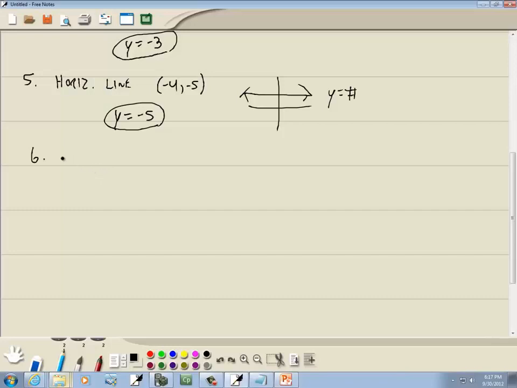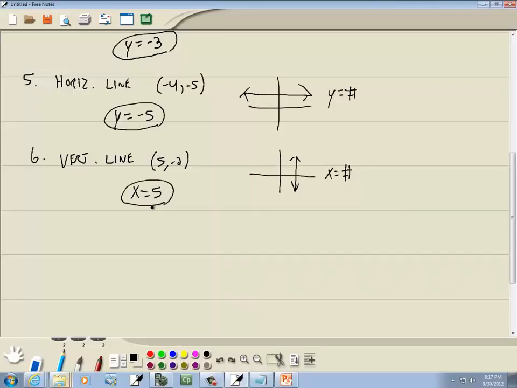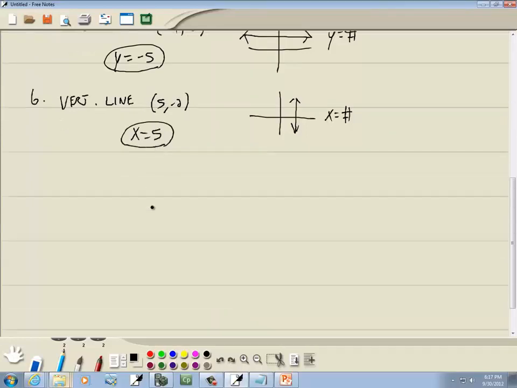Next one tells us we got a vertical line at 5, -2. Vertical line, that's up and down, and that's always of the form x is equal to a number. And since it passes through this point, 5, -2, it'll be x equals the x part of this point. So x is equal to 5. And that's our answer.